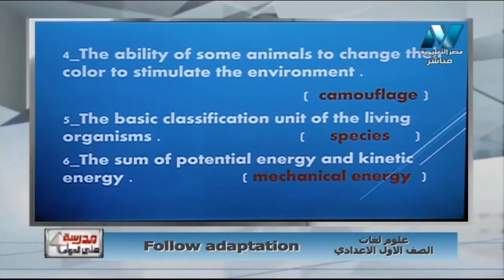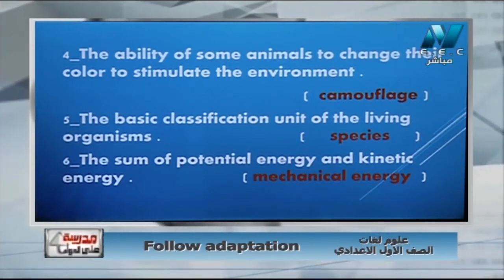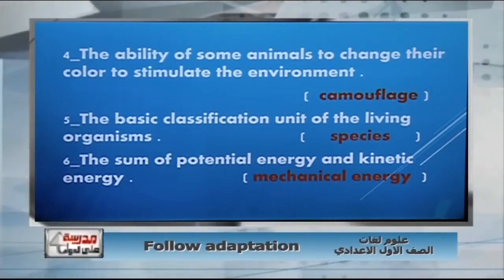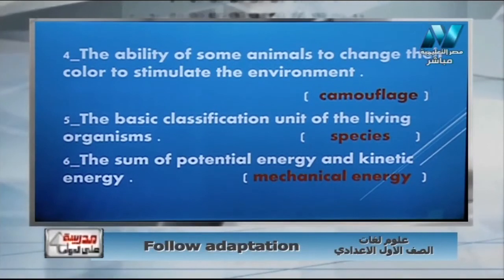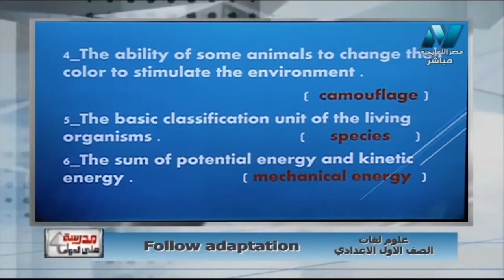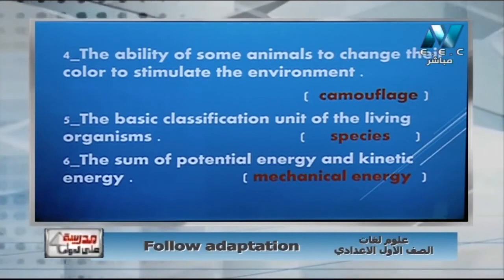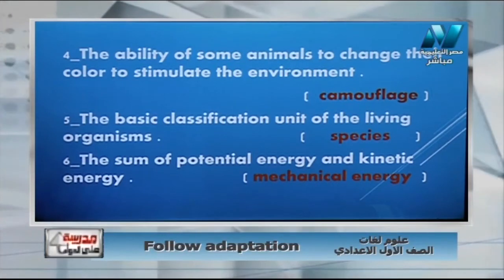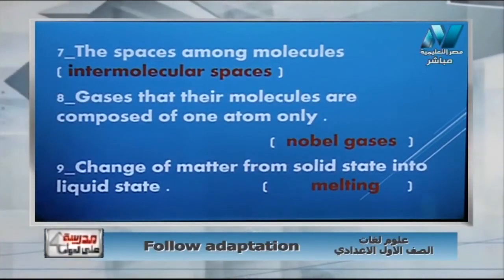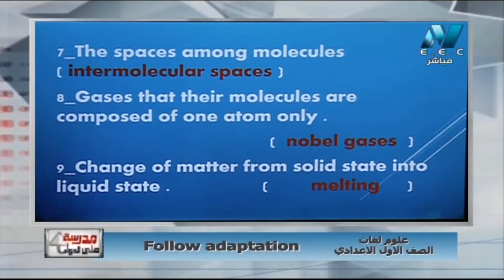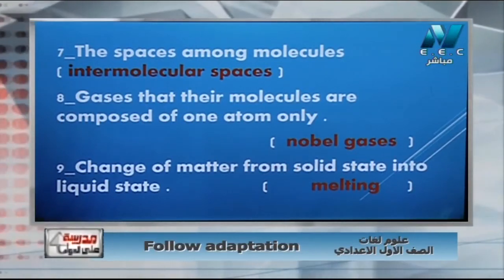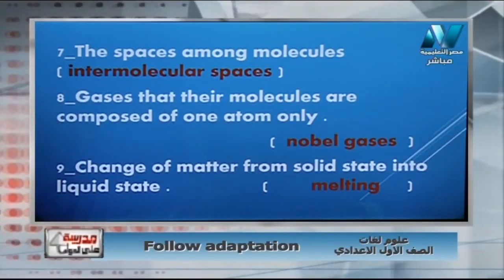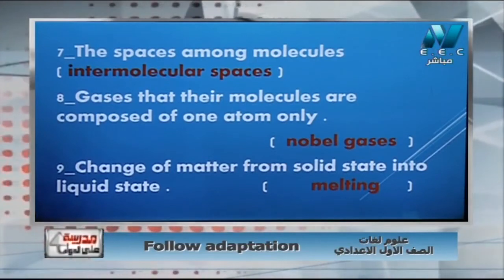We have, my dear student, two examples for write the scientific term that contain the sum. Number one, sum of number of protons and number of neutrons. It's called mass number. And the other, the sum of potential and kinetic energy. It's called mechanical energy. Number seven, the space among molecules. It's called intermolecular spaces.